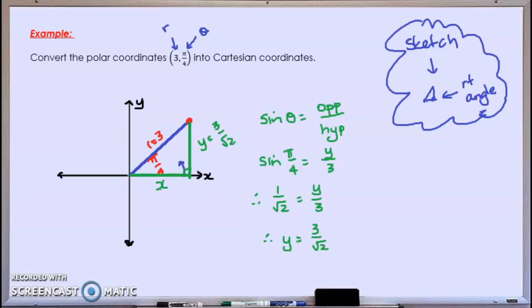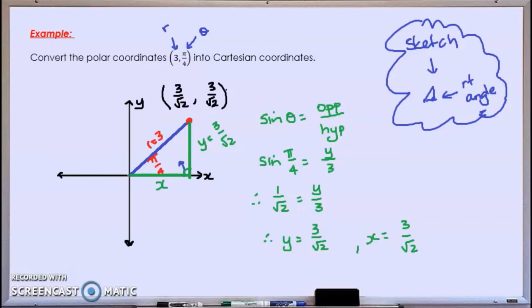Now because this is a 45-degree right angle triangle, I know that x and y are the same lengths. So therefore, I know my x is also 3 over root 2. And because I know my x and y coordinates, I know the Cartesian coordinates of this point, 3 and pi on 4, is going to be 3 over root 2 and 3 over root 2.